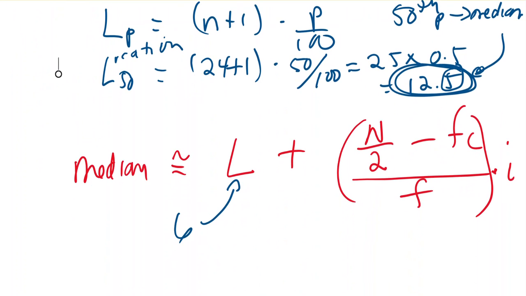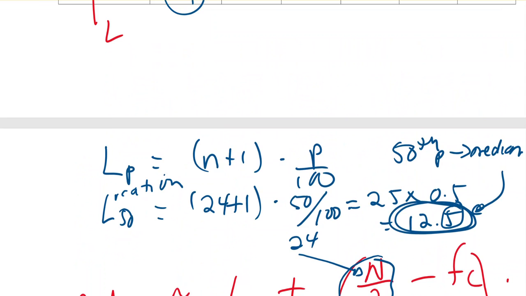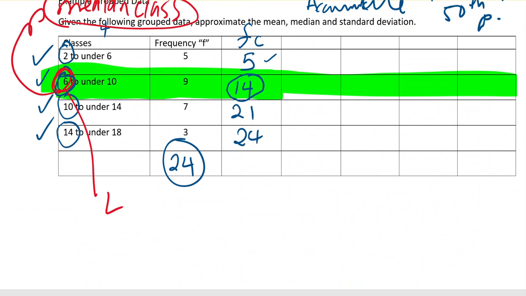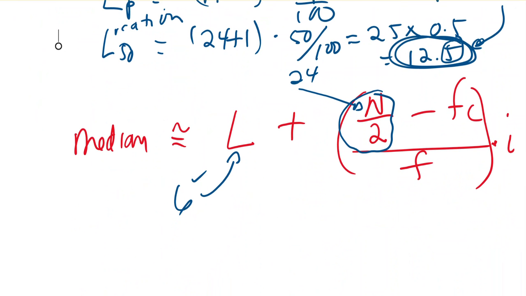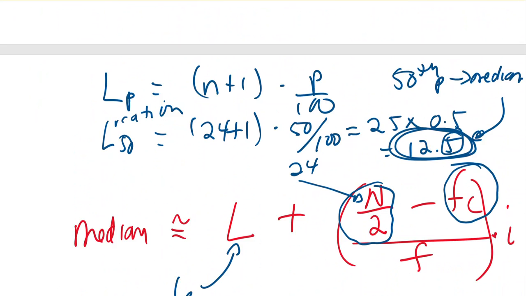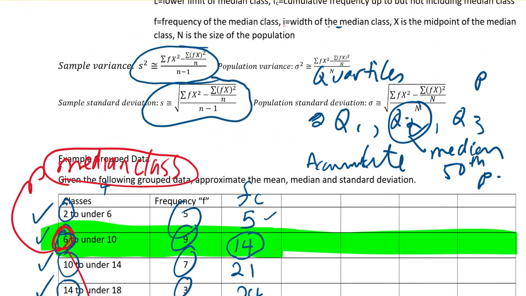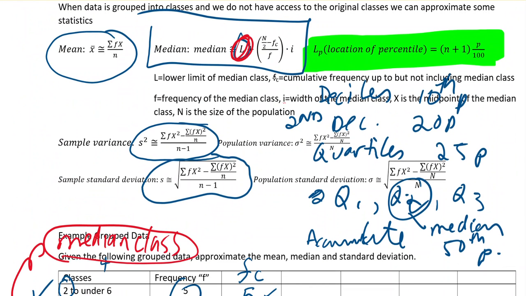The next piece in our formula is n over 2. I know n is 24. That's the total number that we have. We look at our table, it's 5 plus 9 plus 7 plus 3, which is 24. I've got L, I've got n. Now I need to find FC. FC is the cumulative frequency, so let's read it. It's the cumulative frequency up to but not including the median class.